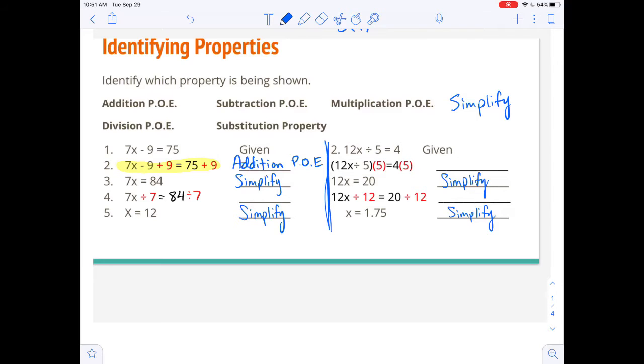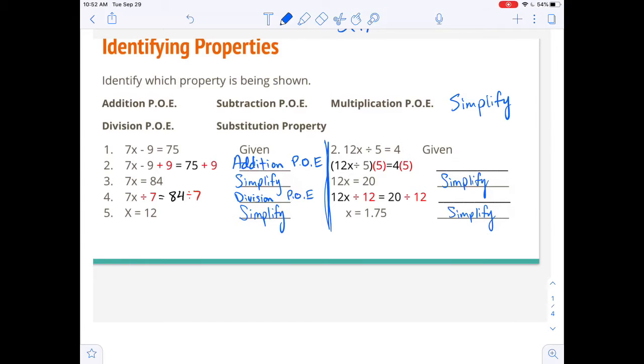And in step 4, what changed from 3 to 4? So from 3 to 4, what's new? Or what step did I take? Well, I divided 7 from both sides. So that would be my division property of equality. You're just identifying what operation you see. I'd like you to pause the video in number 2 on the right and see if you can fill out those last 2 lines.